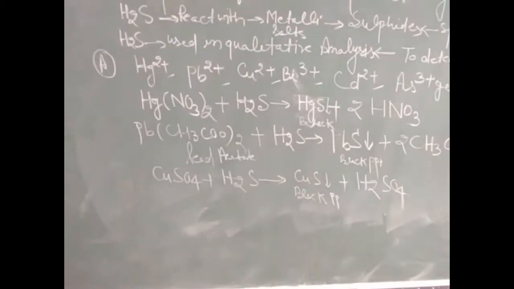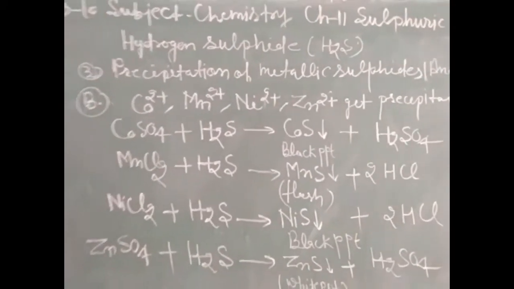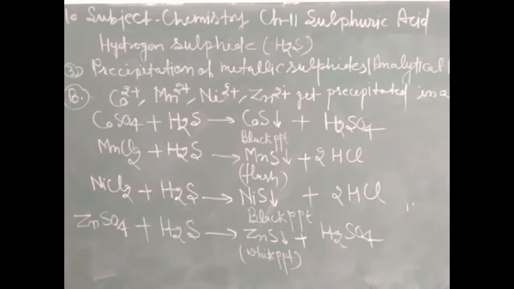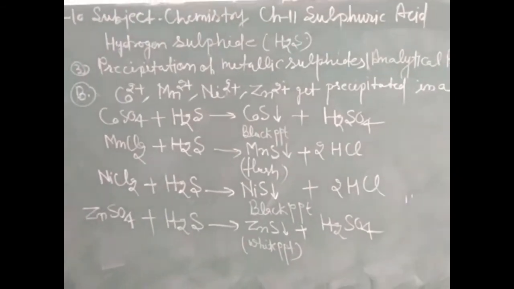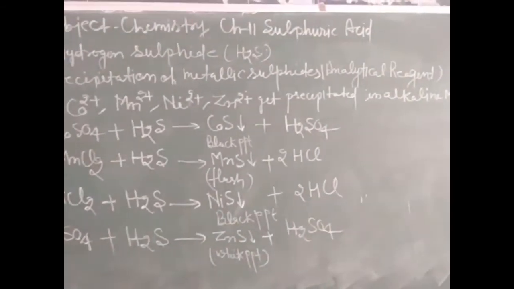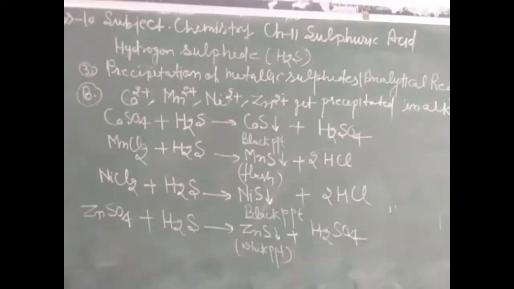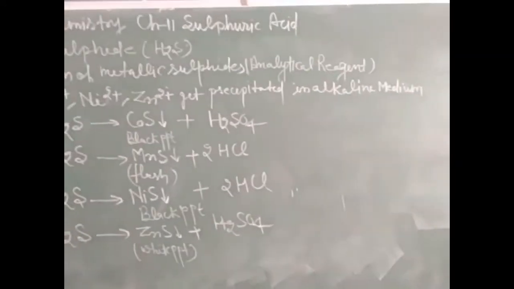Now dear student, we will discuss the precipitation reaction in the alkaline medium. Now in case of precipitation of metallic sulfides by using the analytical reagent, that is hydrogen sulfide, we will discuss the formation of precipitates in alkaline medium. As we know that cobalt 2 plus ion, manganese 2 plus ion, nickel 2 plus ion, Zn 2 plus ion get precipitated in alkaline medium.